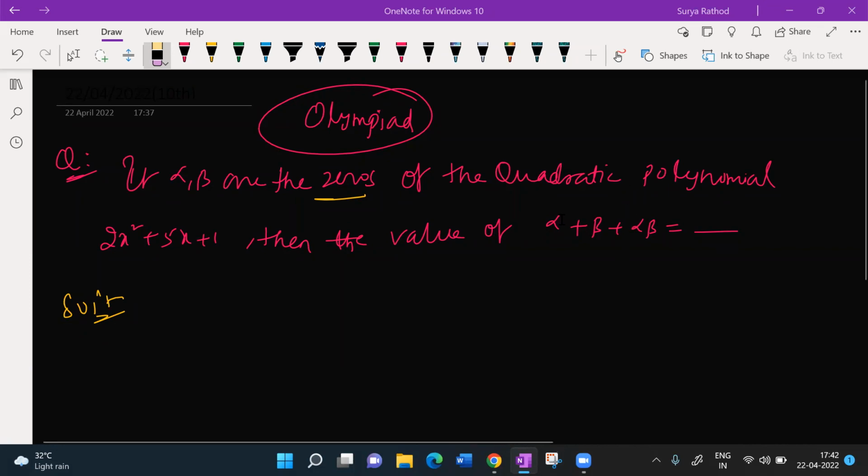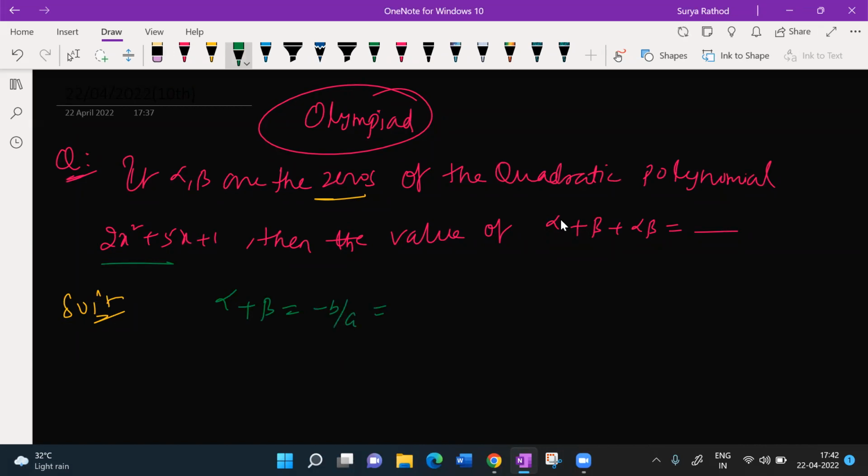Chalo, let's get started. I'll show you what exactly the answer is. So alpha and beta are the zeros of this quadratic polynomial. So now alpha and beta. We know that alpha plus beta is what? Minus b by a, sum of the roots. So minus b is minus 5 by 2. Very good. So alpha beta is what? c by a, which is 1 by 2.